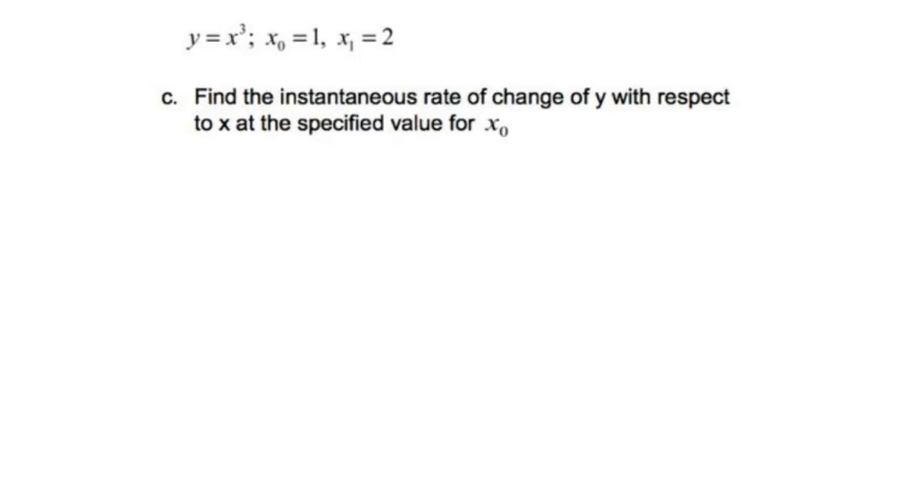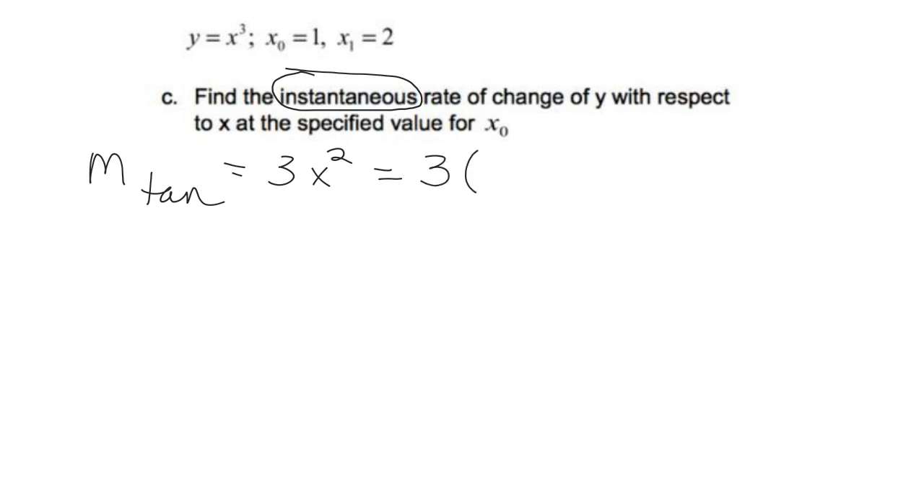Part C says find the instantaneous rate of change of y with respect to x at the specified value for x sub 0. As soon as I see instantaneous, I know I'm looking for the slope of the tangent line. We just found the slope of the tangent line in the previous problem to equal 3x squared. So all we need to do is take this arbitrary equation and substitute in 1 everywhere we see an x. Here we get that the slope would be 3.